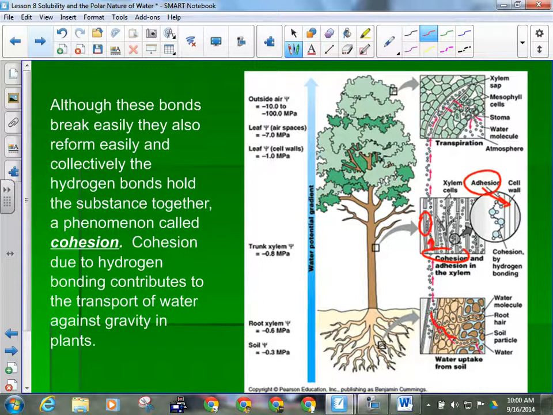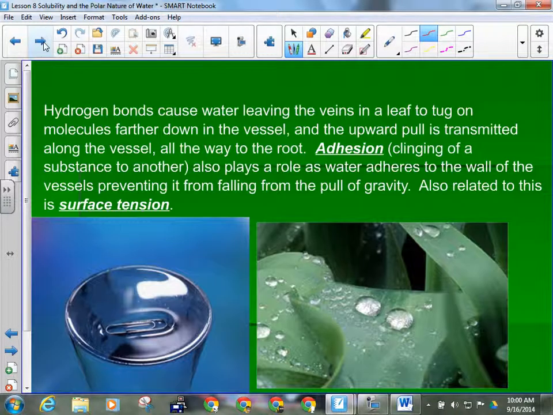So it contributes to the transport of water, so it's bonds between H2O particles, whereas adhesion is between H2O and something else. Questions on that? So adhesion is a clinging of one substance to another, so they're not alike. It's water to something else.